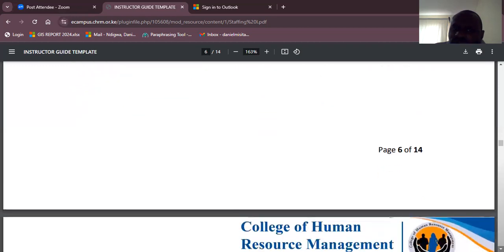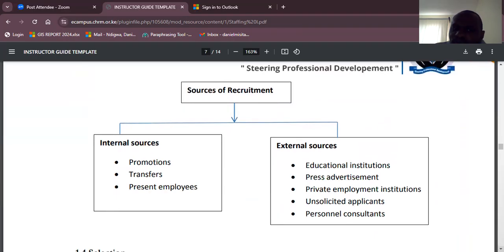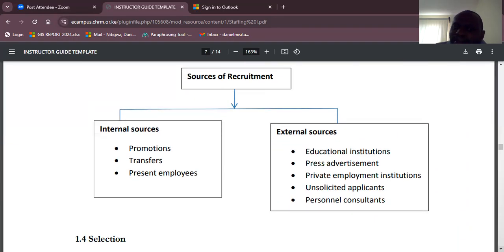Where then can you get those people? They are divided into two. Number one, we have internal sources, and number two, we have external sources of employees. So let us look at the internal sources of employee recruitment. Internal sources are sources that are within the confines of the organization, and the organization has easy access to these people. One of the sources is through promotions. When employees are promoted to the next level, they always leave a gap behind. Therefore, it is the responsibility of human resource to look at the internal capacity.